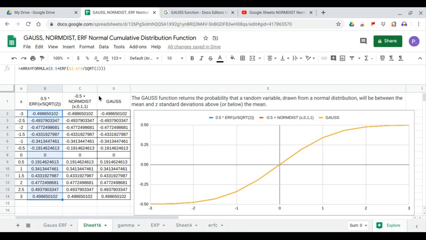This completes the explanation of the relationship of Gauss, NORMDIST, and ERF function in the normal cumulative distribution.